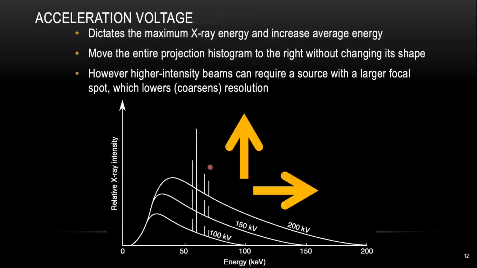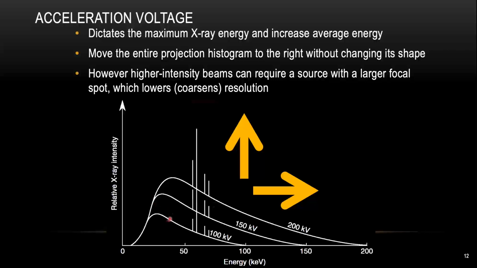And the first parameter we're going to talk about is the acceleration voltage. When you change your acceleration voltage, you are changing the maximum energy that's going to come out from your X-ray tube. So from the graph down here, you can see we change the X-ray acceleration voltage from 100 kV up to 200 kV.